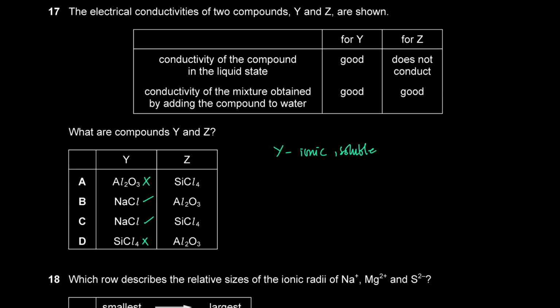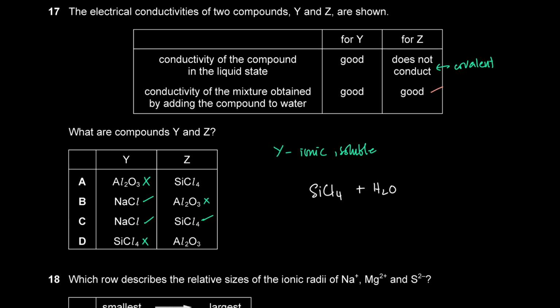Z does not conduct in the molten or liquid state, so Z is not ionic. The type of bonding in Z is covalent. So it can't be aluminum oxide, which leaves the only option as silicon tetrachloride. The reason it conducts electricity in aqueous solution is because SiCl4 is hydrolyzed by water. It undergoes hydrolysis, so it reacts with water.